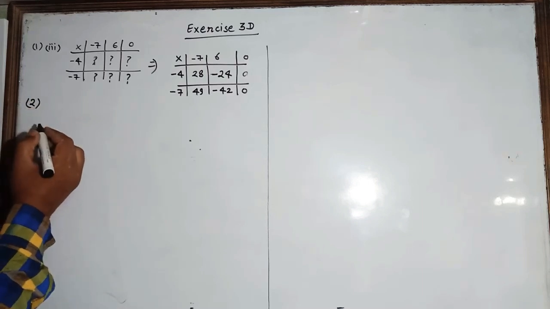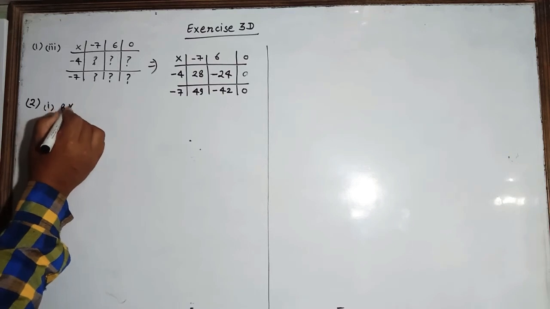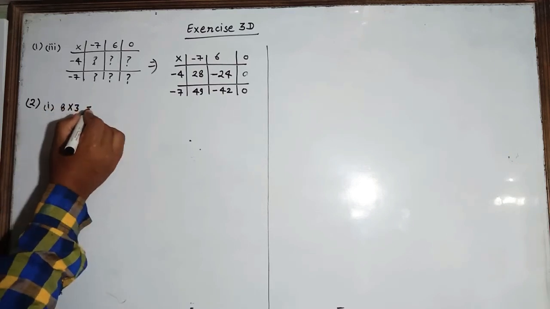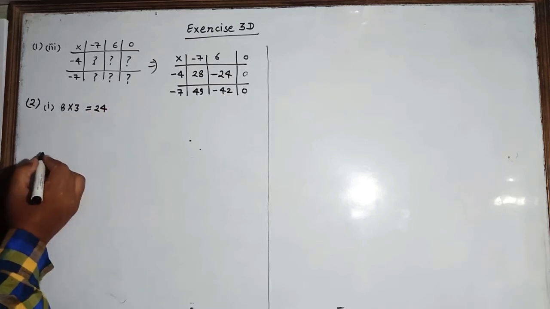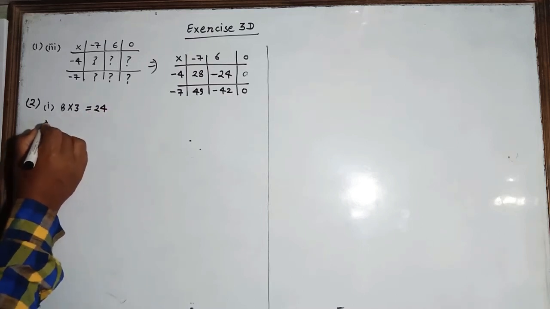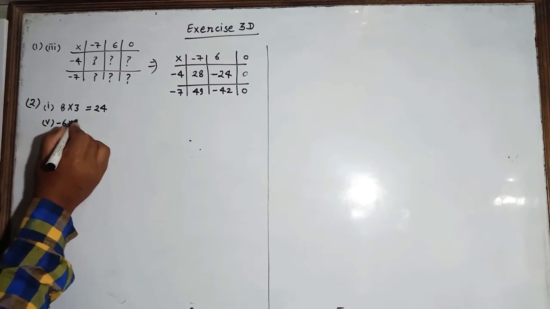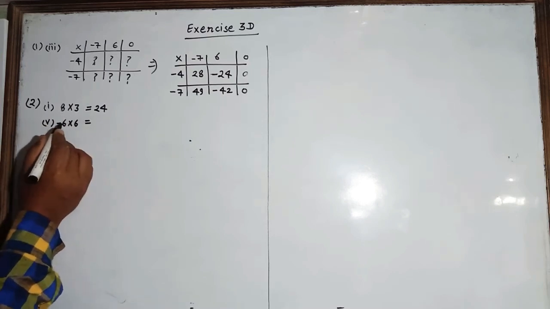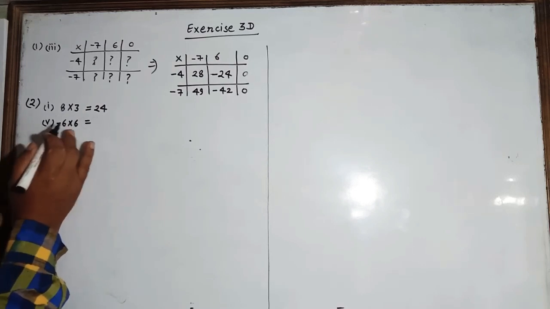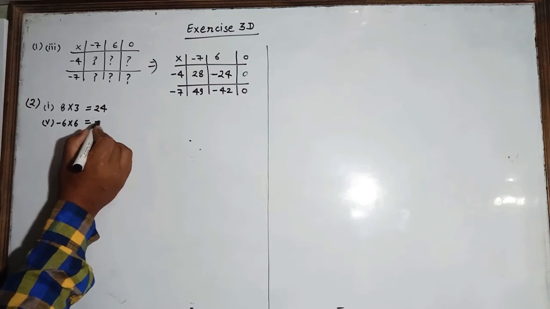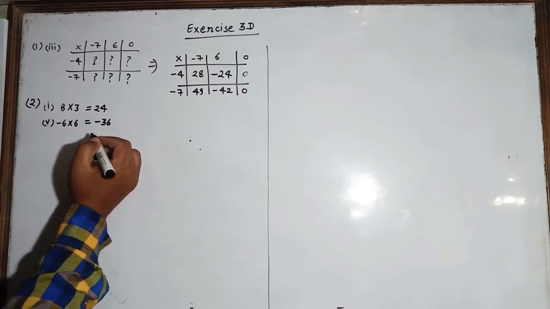That is, find the following products. First part is 8 into 3. All you know is that 8 3s are 24. Same way we can do one more part, fifth part, that is -6 into 6. You know that minus multiplied with plus, so what will the result be? It will be minus. 6 6s are 36. Like this you can solve.